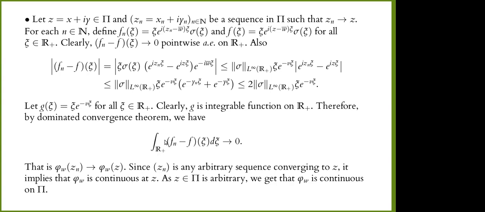But the integration over R plus fn of psi d psi is nothing but phi w acting at Zn. And integration over R plus f of psi d psi is exactly phi suffix w acting at Z. So from here we get that phi w of Zn converges to phi w of Z. Since Zn is an arbitrarily chosen sequence, we will get that phi w is continuous at Z. And again, since Z is arbitrary, we will get that the function phi w is continuous on pi.